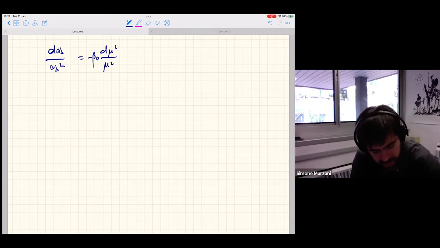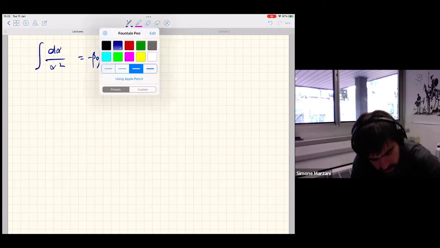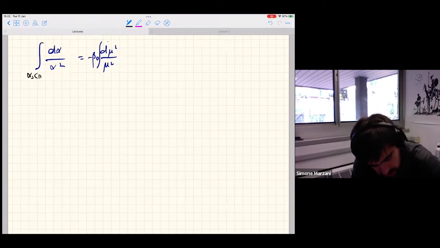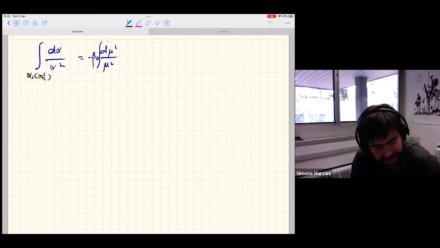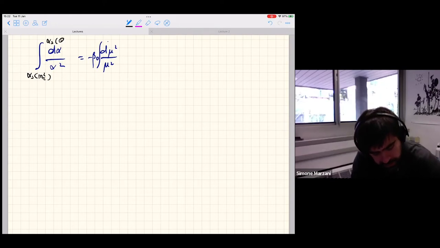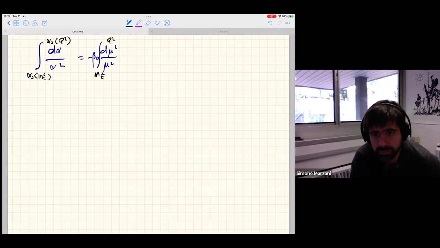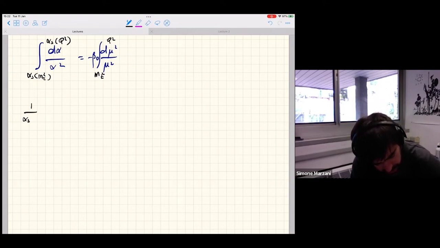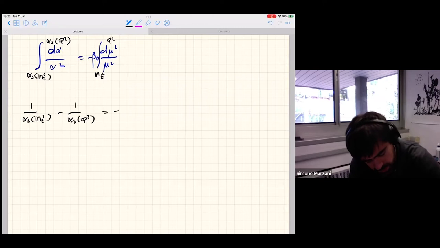Okay, now I integrate this. I consider alpha an integration variable, so let me call it just alpha, and I integrate both sides of the equation. Let me integrate from a starting scale, which I can take as the Z pole. Any mass will do, the starting scale can be taken wherever you want, and a final scale, which I call Q squared. The integral is not difficult to do. What you get is 1 over alpha s of Q squared minus 1 over alpha s of mZ squared is equal to minus beta naught log Q squared over mZ squared.